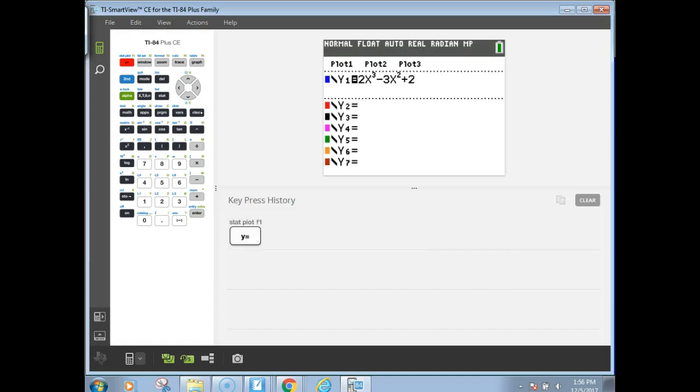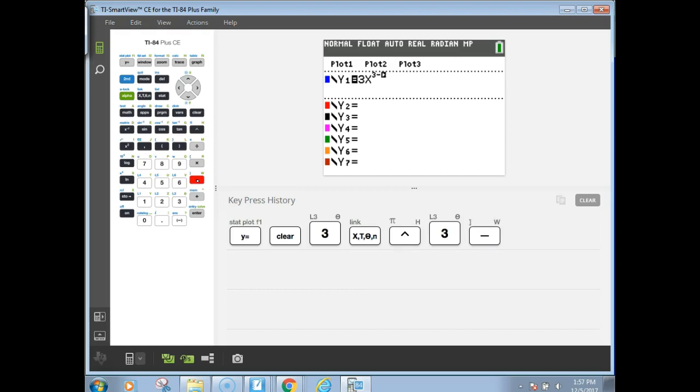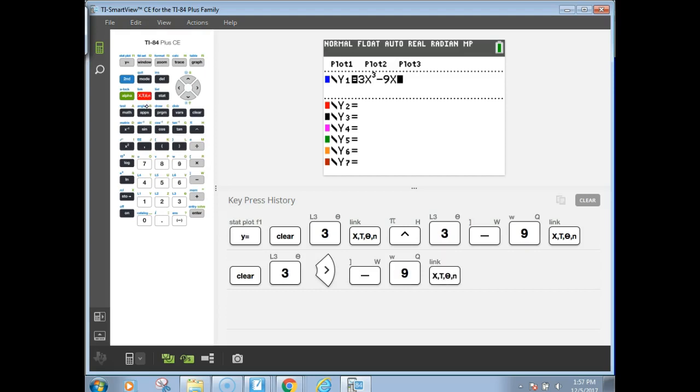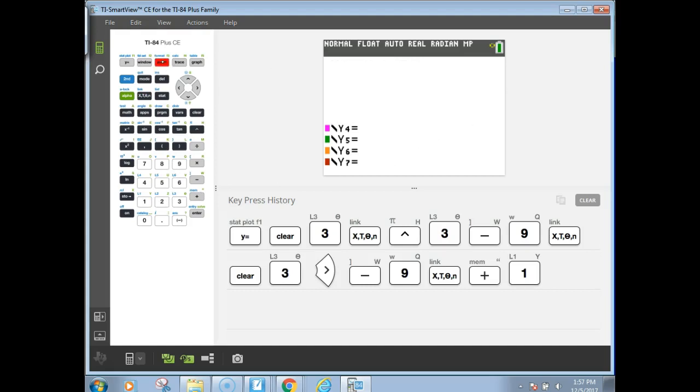All right, so 3x cubed is the first function, minus 9x plus 1. Oh dear, look what I did. I stayed up there in the exponent. I forgot to arrow out of my exponent. All right, there we go. It's real easy to do if you don't look at what you're typing. Okay, I'm going to zoom 6.